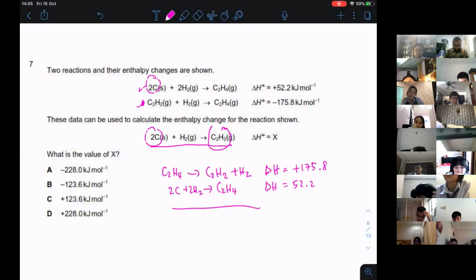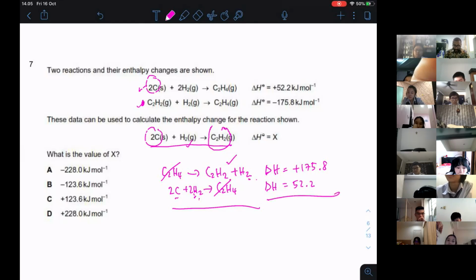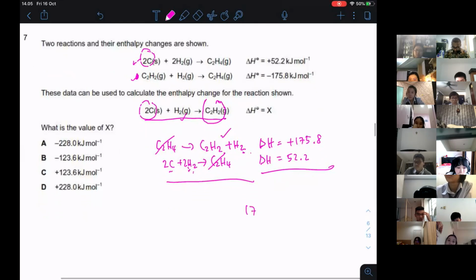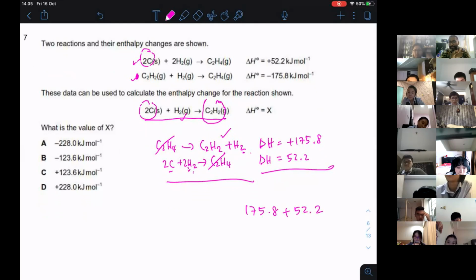But if you really want to see how this one and this one cancel when you add, you will see that 2C plus H2, because this H2 when it comes over here is minus H2, you will get H2, and then left with C2H2. So for this reaction you just need to add 175.8 with 52.2. That's it. That's the answer. E.